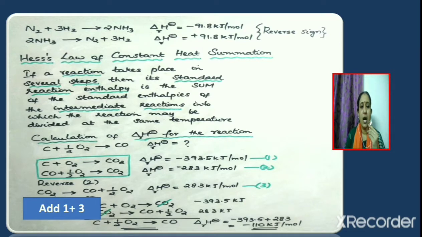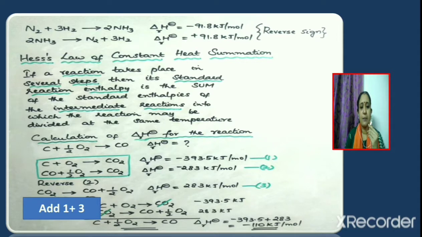Now let us see how we can use Hess's law to calculate standard enthalpy of reaction. For example, consider the reaction equation C + 1/2 O2 giving CO. How can we calculate the standard enthalpy of reaction for this particular equation, that is C + 1/2 O2 giving CO? For that, consider the formation of carbon dioxide. The equation showing the formation of carbon dioxide can be written in two different ways.